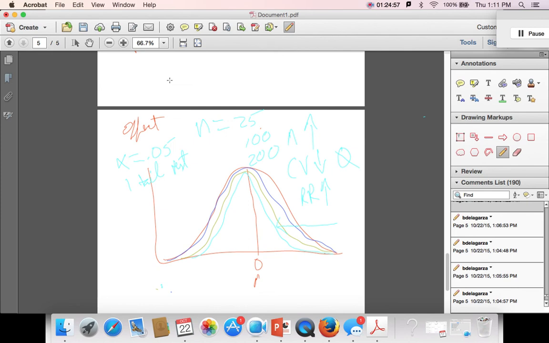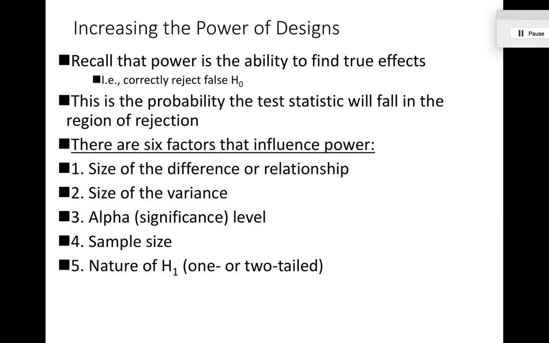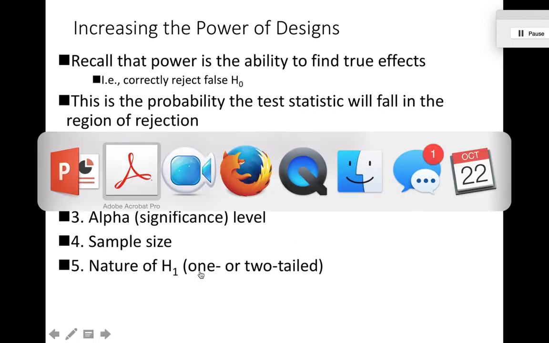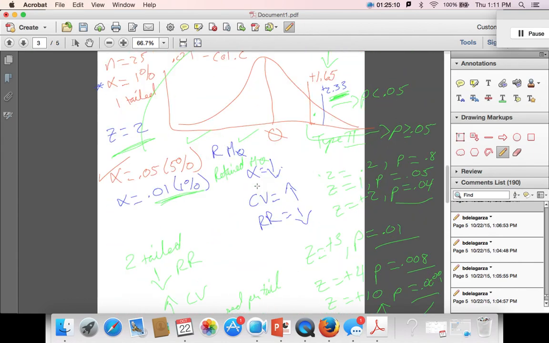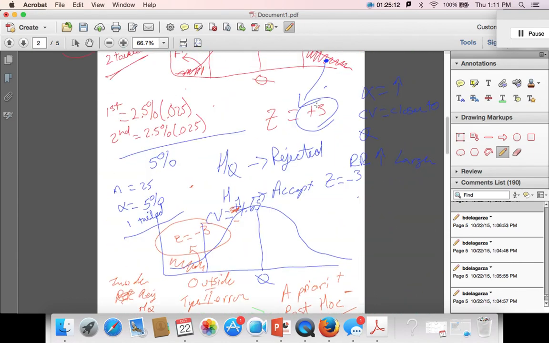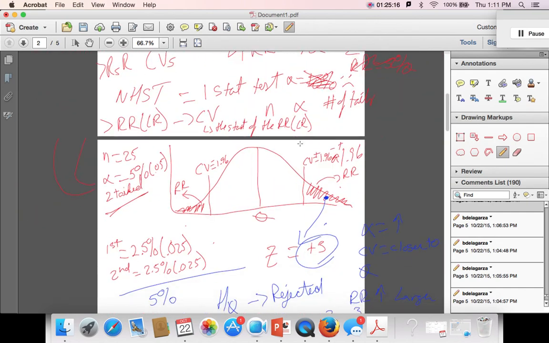Now, the last thing I want to talk about, we have just a couple more issues that we have to think about. Number 5 is the one versus two-tailed example. So I've already talked about this issue also of one versus two-tailed. I talked about it here when we were trying to find our critical values. And I was showing you what happens when we go from a one to a two-tailed distribution.